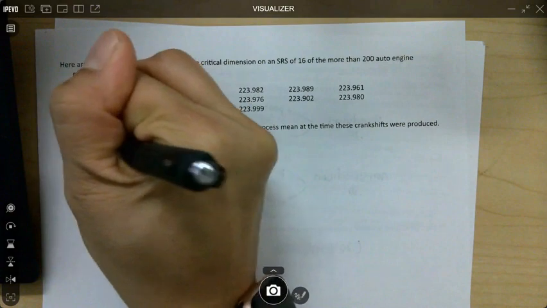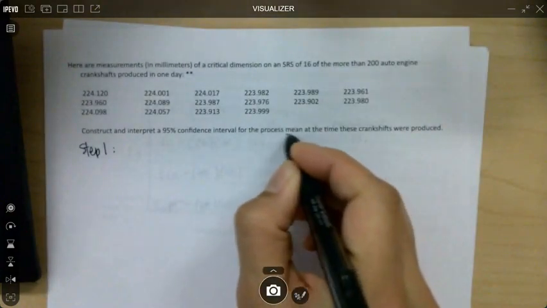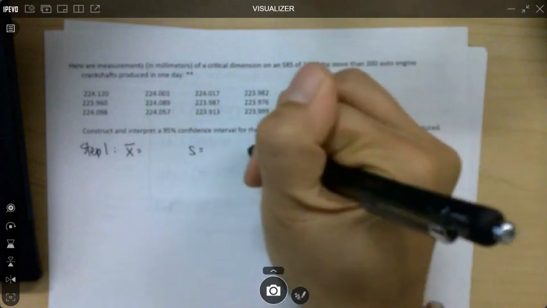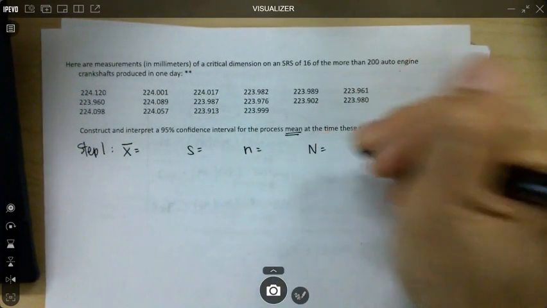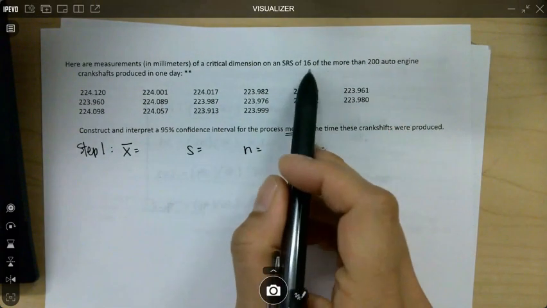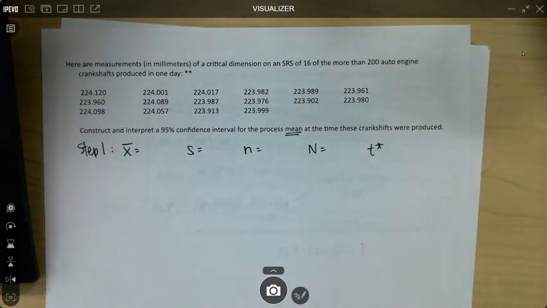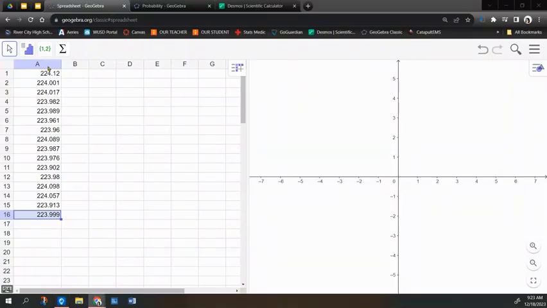All right, so step 1, we're going to identify the symbols. So we know that this is a confidence interval for the mean, which means that we need to identify x bar, s, n. We can also identify big N. And then in this particular problem, since our sample size is less than 30, we're going to be using t star for this problem. All right, so I have the data here in GeoGebra.